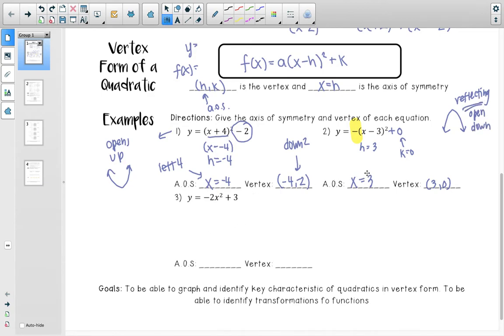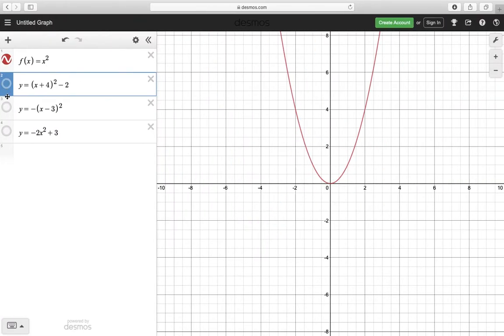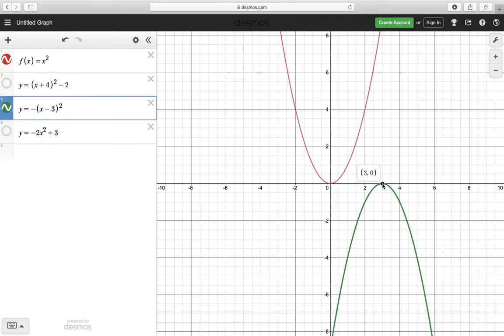Okay, so let's look at this graph in Desmos. I already have it ready to go. So what did this graph do? Well, this is the graph we have. This is the original. What happened from here to here? Let me show that coordinate. Let me show that vertex.